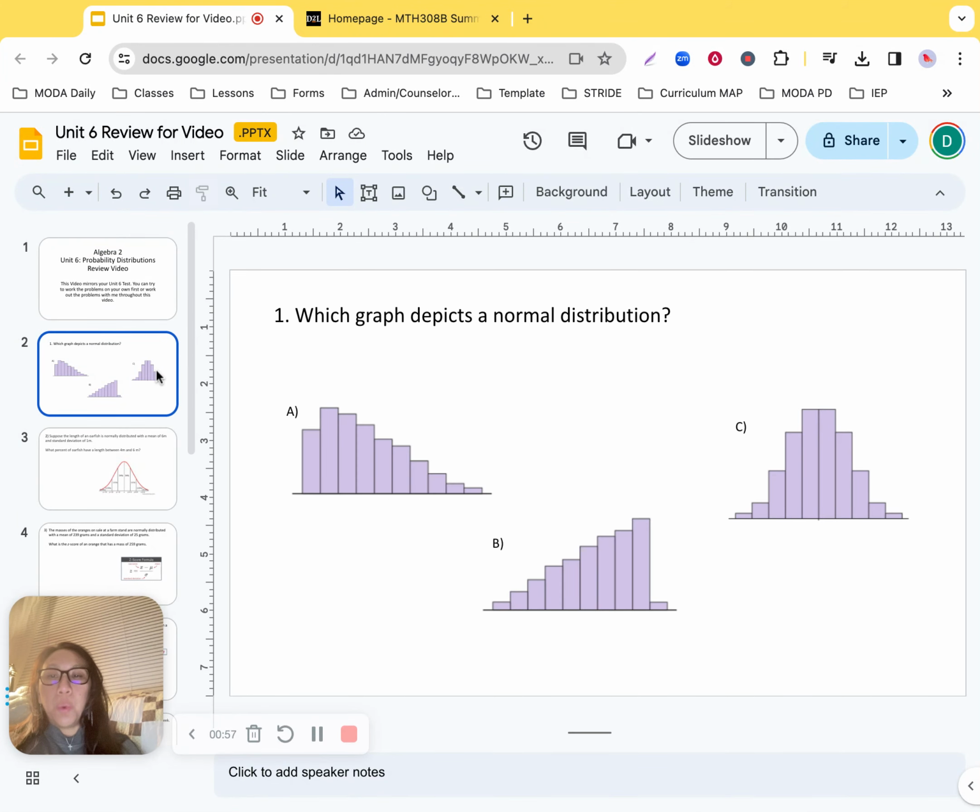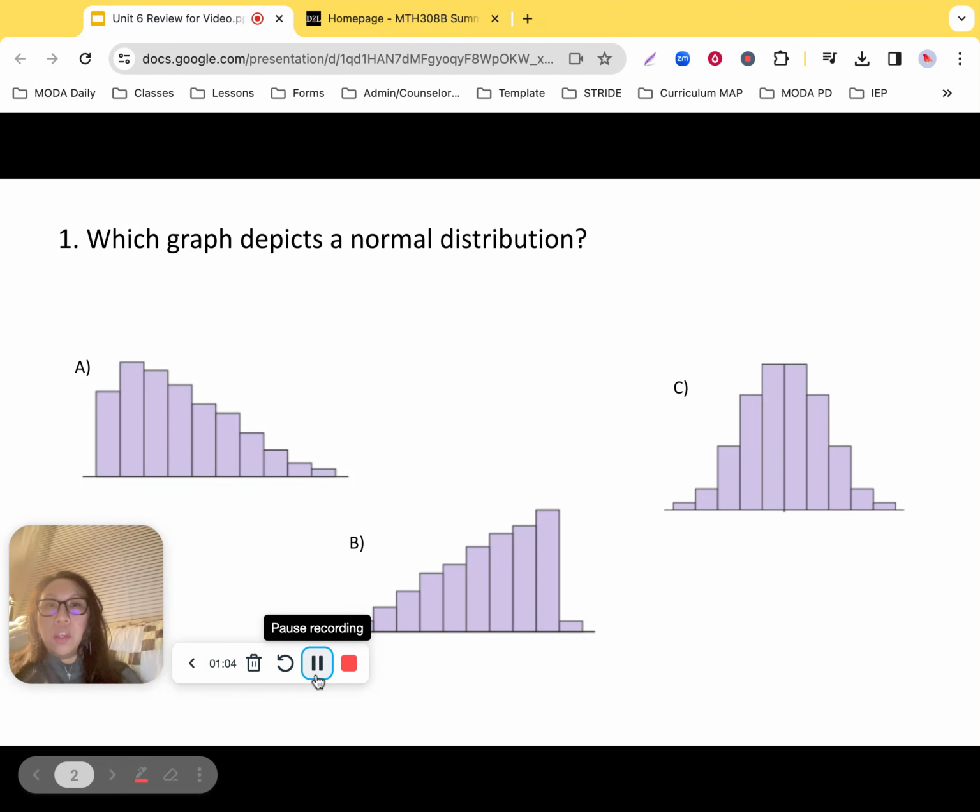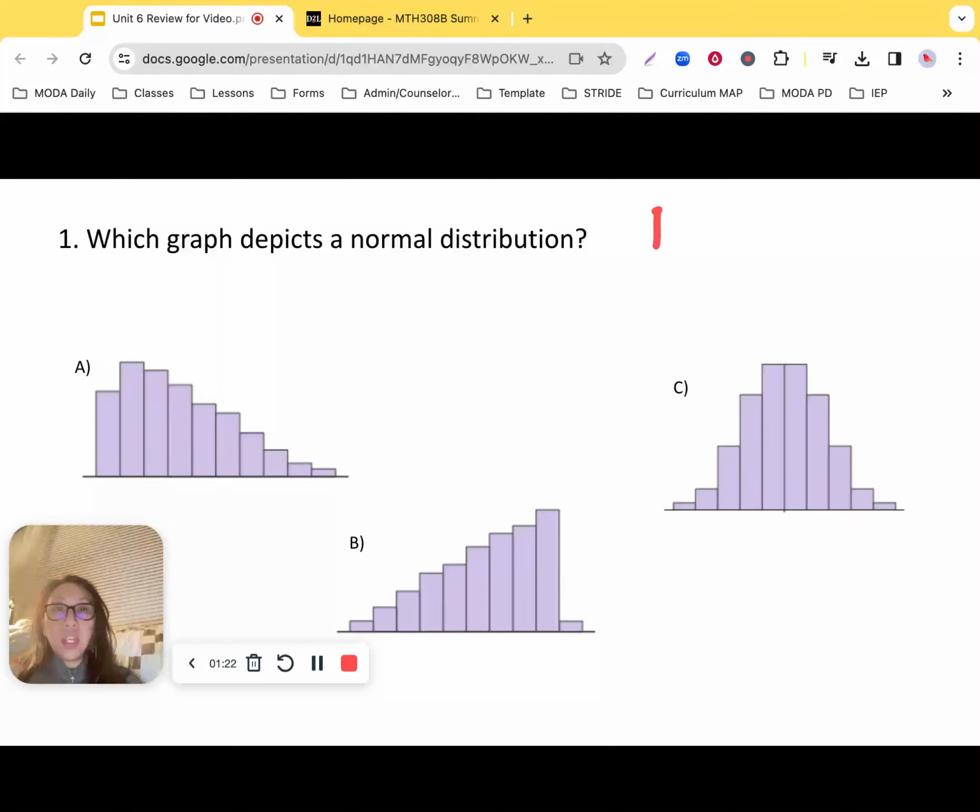So the first question is which graph depicts a normal distribution? Remember that in a normal distribution graph, the tallest frequency or bar is in the middle, and it resembles a bell-shaped curve. The rest of the graph is tapered on the left and the right, and it's normally distributed.